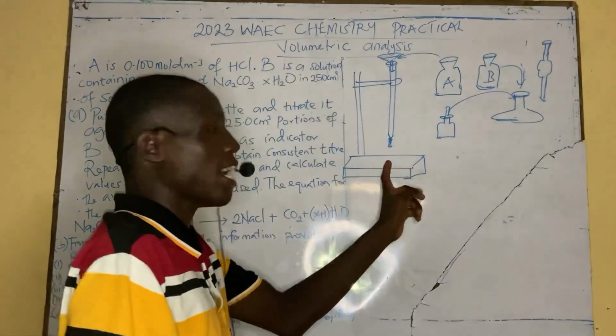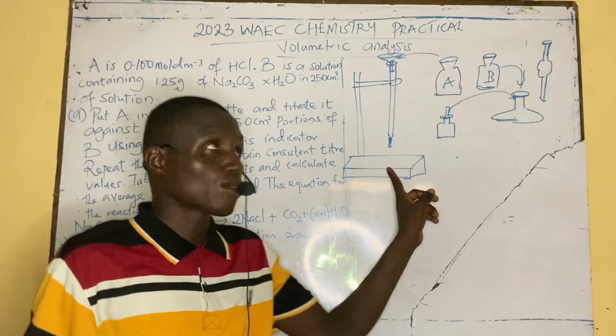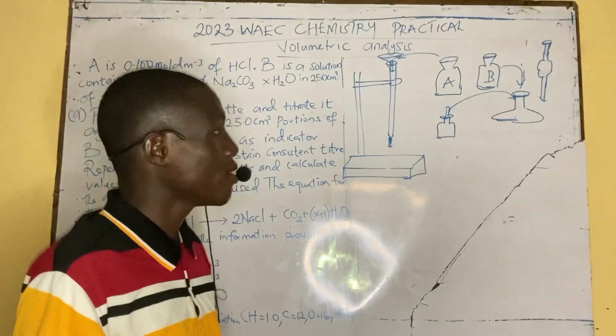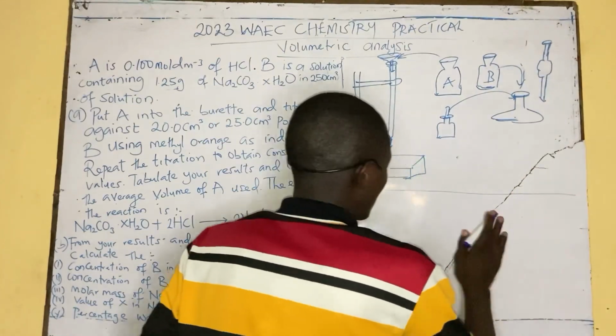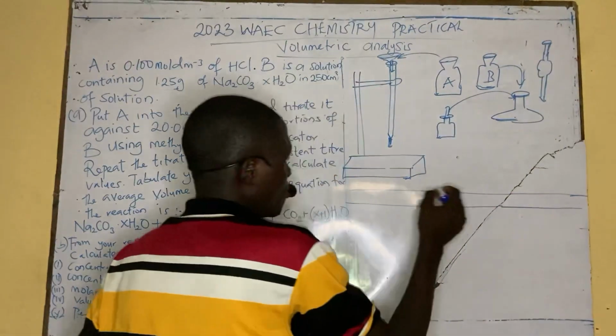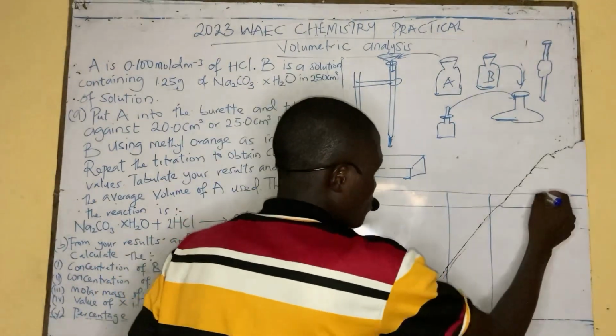Then you bring it back to the little stand, so as to run your acid. Then after you run your acid, you can now prepare your table. I've explained this in the previous video for those that have watched it, so you see the titration process there.